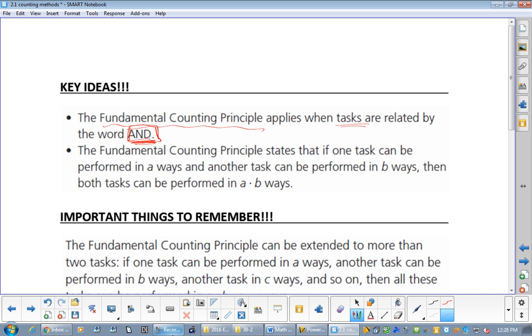What does and always mean? In the earlier unit it would mean intersection, but here it actually means times. You'll see in a second. So you're always going to multiply when you see the word and in a sentence. The fundamental counting principle states that if one task can be performed in A ways, and another task can be performed in B ways, then the tasks can be performed in A times B ways. So this is A and B.